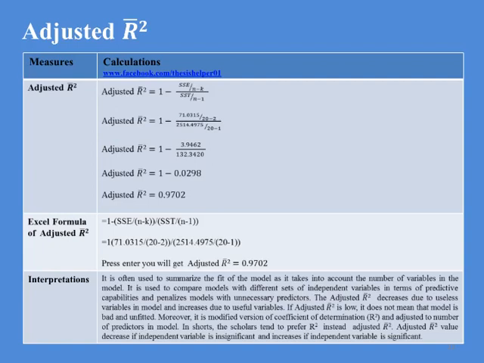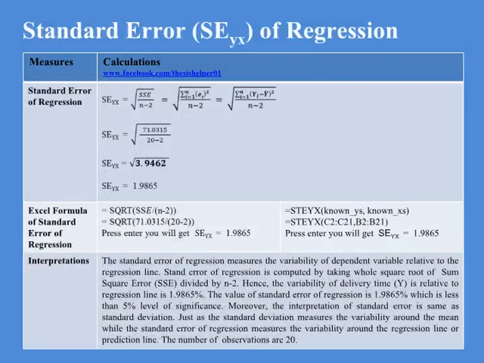In short, scholars tend to prefer R squared instead of adjusted R bar squared. Adjusted R bar squared value decreases if an independent variable is insignificant and increases if an independent variable is significant. Standard error of regression is equal to the square root of SSE divided by n-2, or the square root of the sum of (y minus y cap) squared divided by n-2. The MS Excel formula of standard error of regression is also given to help get the same answer as computed by MS Excel.